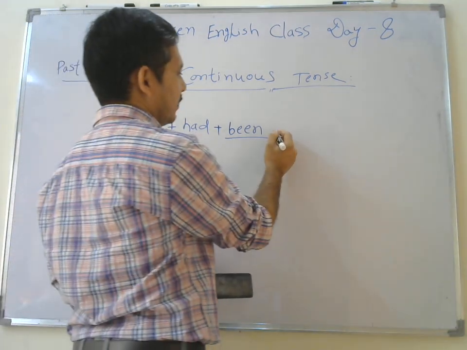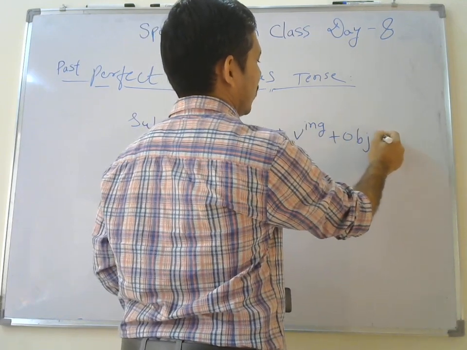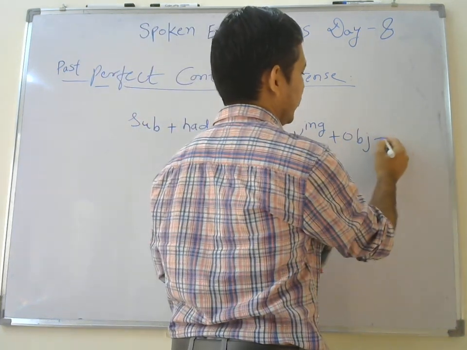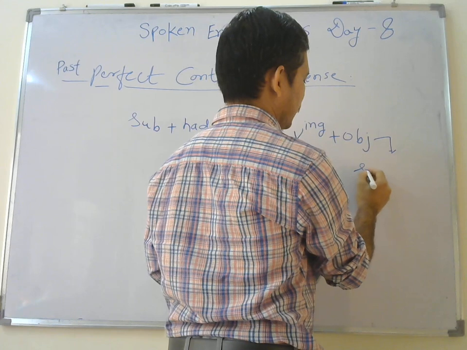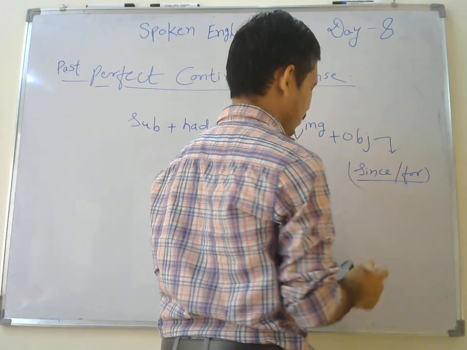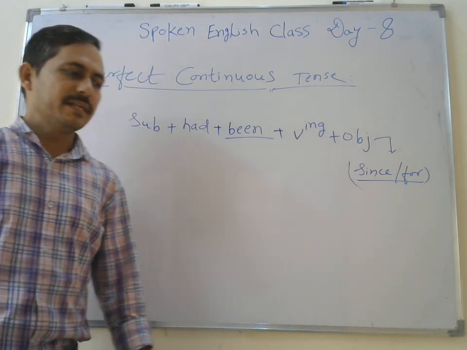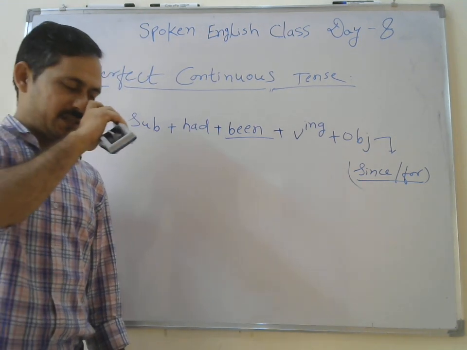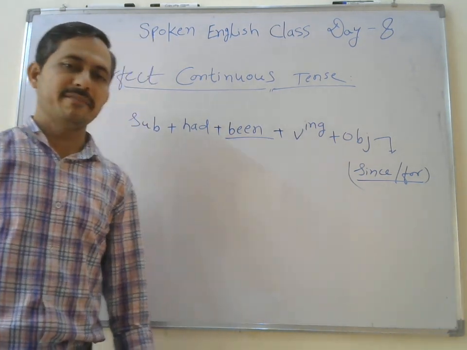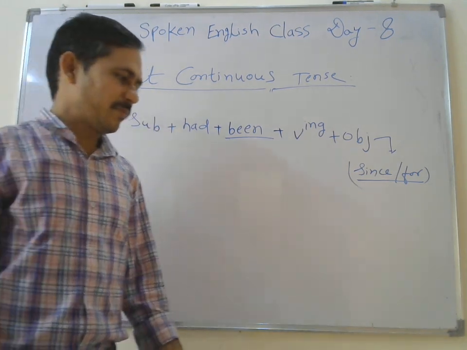And here the verb ing form will be used, plus your object will be used, plus this is optional. We should not write plus, but optionally here use of since and for will be there. Because this tense shows the activity which was continued in the past. We are talking, 2 or 3 friends, about some activity which was in continuation in the past. So that shows your perfect continuous tense.